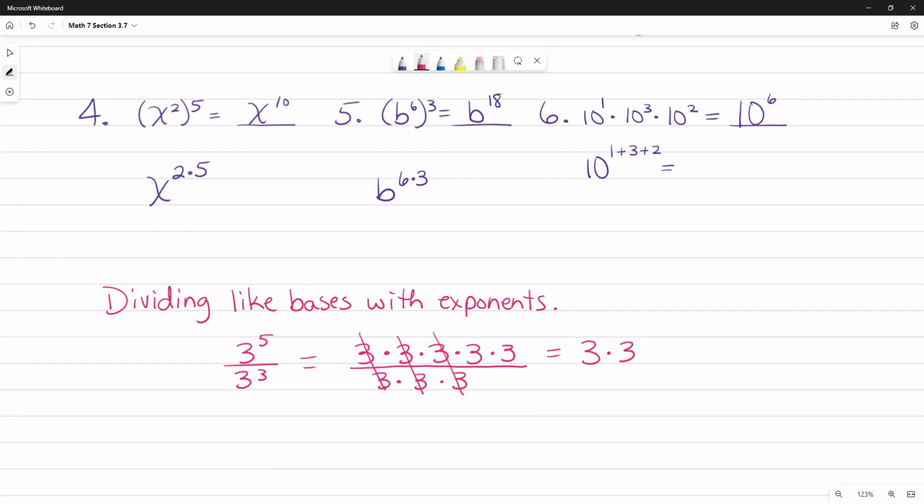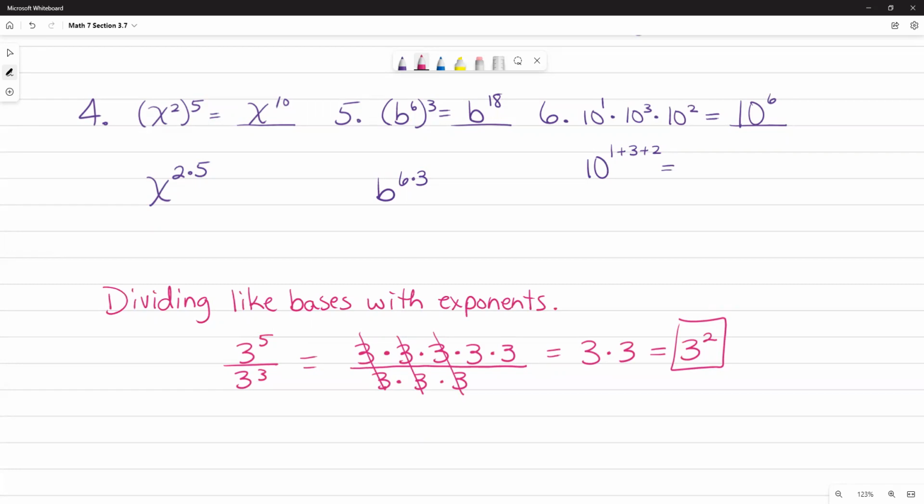3 times 3, which we write how? With an exponent, exponential notation. Base 3. Base number, and then how many times are we multiplying it times itself? 2 times. All right, this is why subtracting works. So we have 3 squared as our answer.